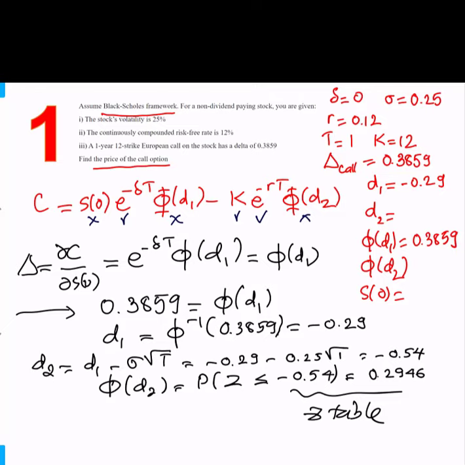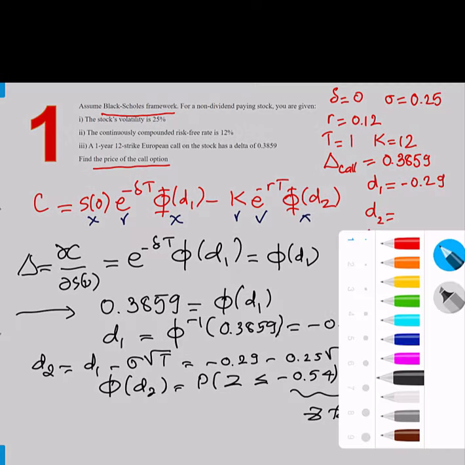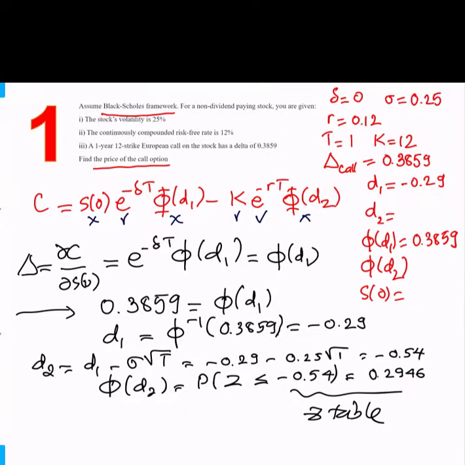So now I have new information. Let me write it down so I don't forget it. D2 here is negative 0.54 and phi of D2 is 0.2946. Now how to find the current stock price?